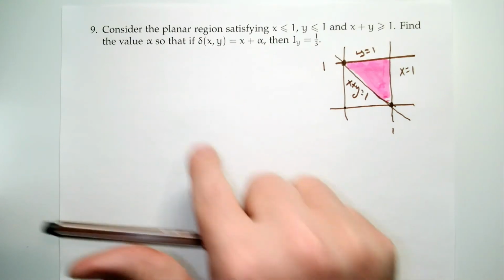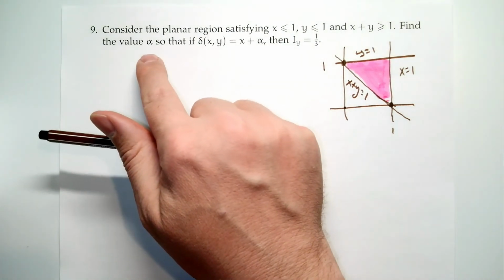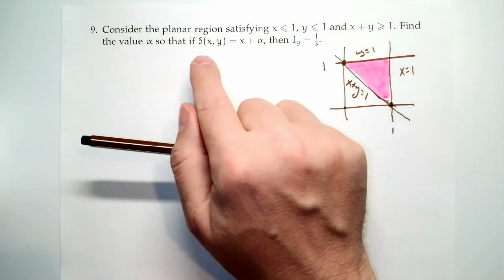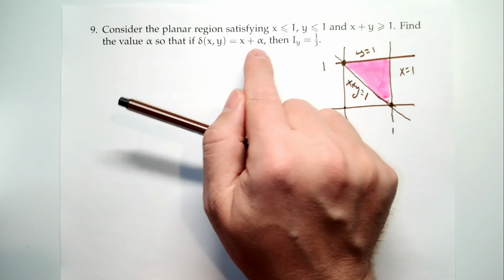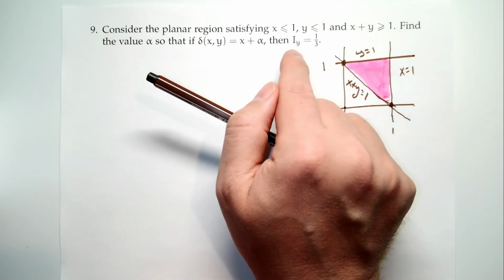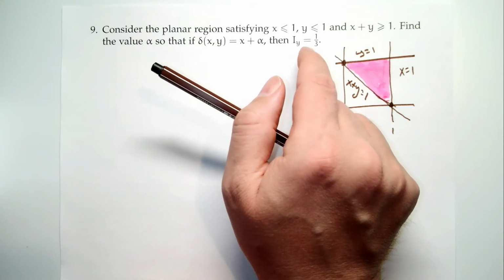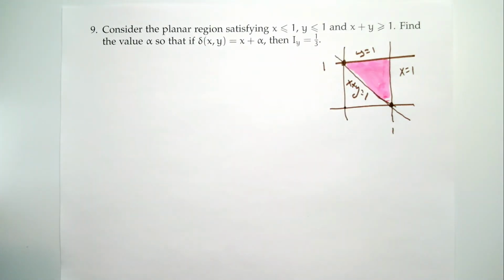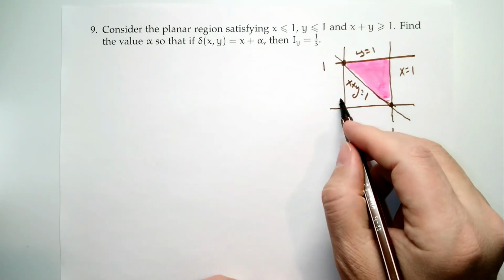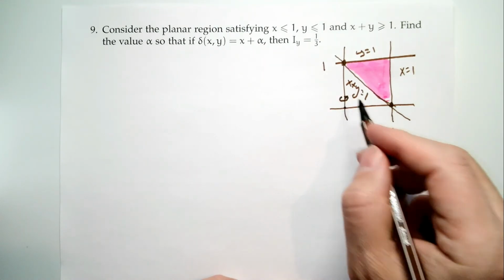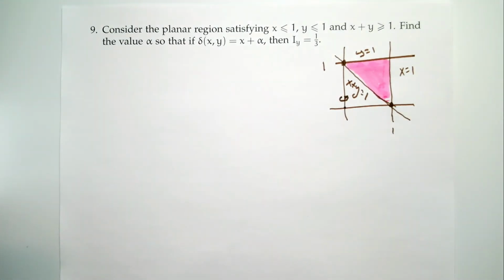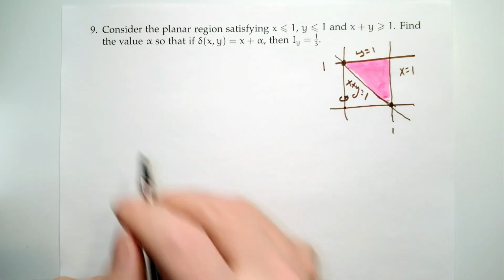So, what's our question? Find the value alpha so that if our density is x plus alpha, then the inertia with respect to y is 1/3. All right, so that's saying that our inertia with respect to the y-axis. So somehow the inertia is something to do with spinning. So if we were to somehow spin this around y, we get this inertia coming in.